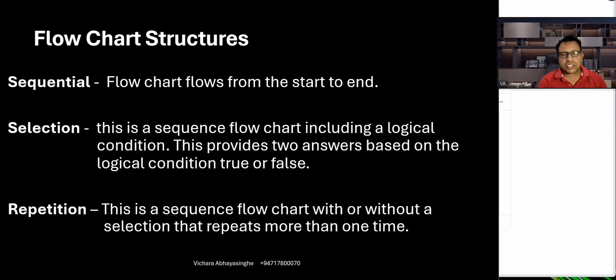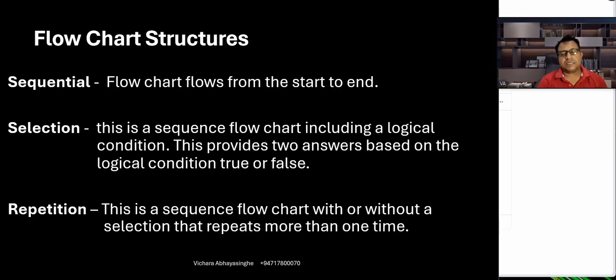Next one is the selection structure. We already have the sequence structure within the flowchart, but we previously discussed the decision box, the logical thinking. If we include this, then the flowchart is going to be the selection structure. So then it's going to be sequence and selection both.